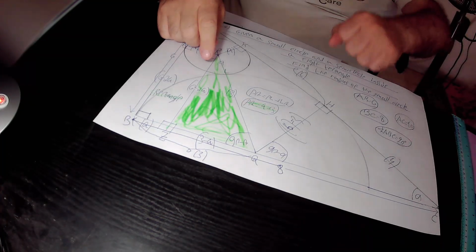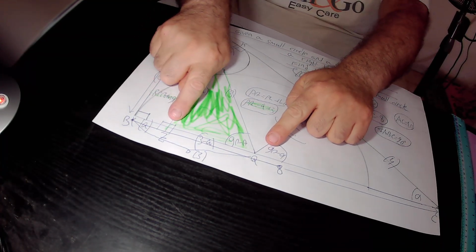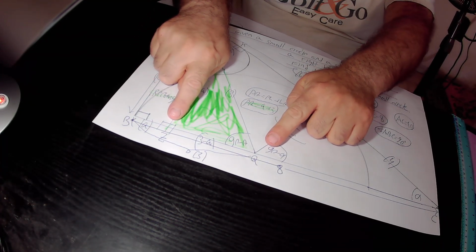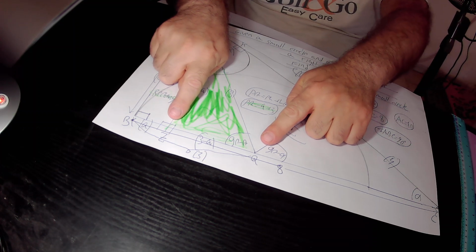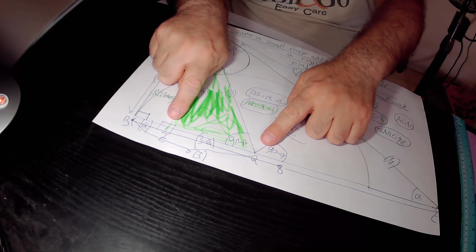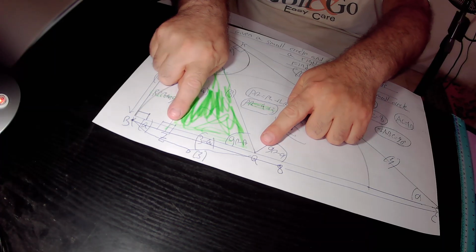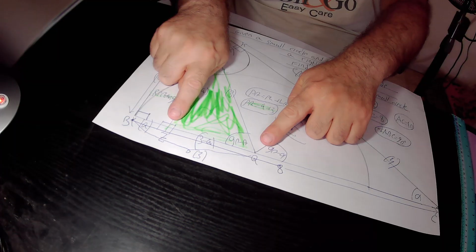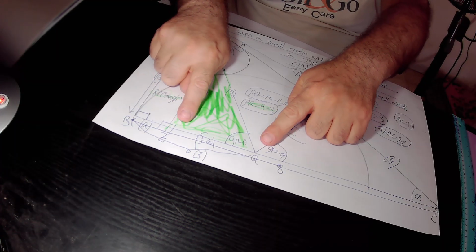What is the length of line segment ZQ? From the drawing, it is very easy to see that ZQ equals BQ minus BZ. Again, ZQ equals BQ, that is 3, minus BZ, that is A. So in total, ZQ equals 3 minus A.